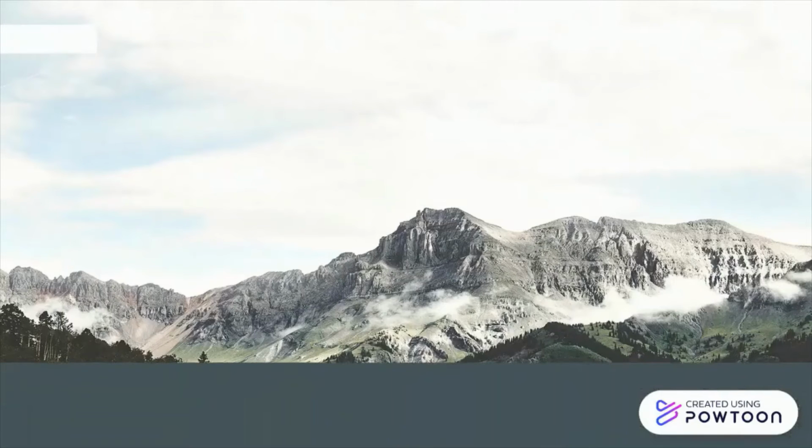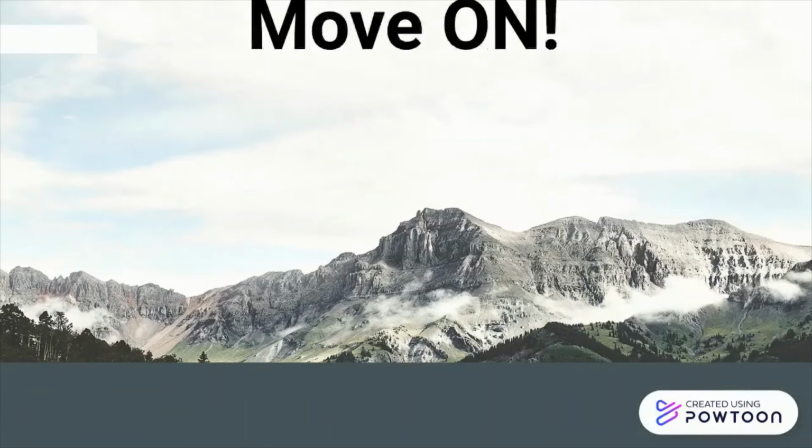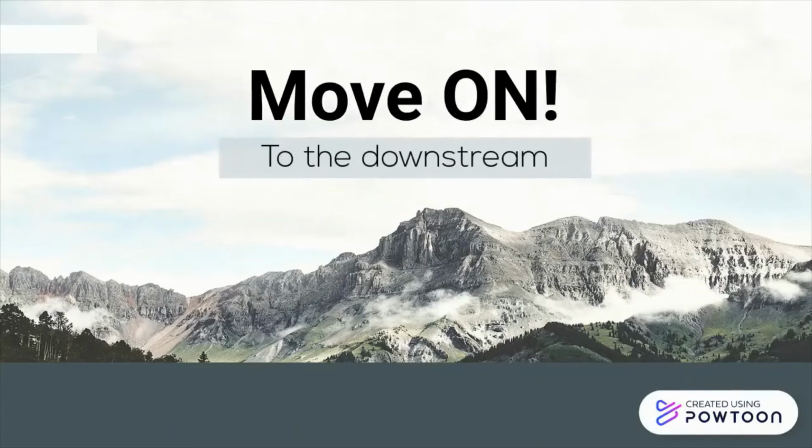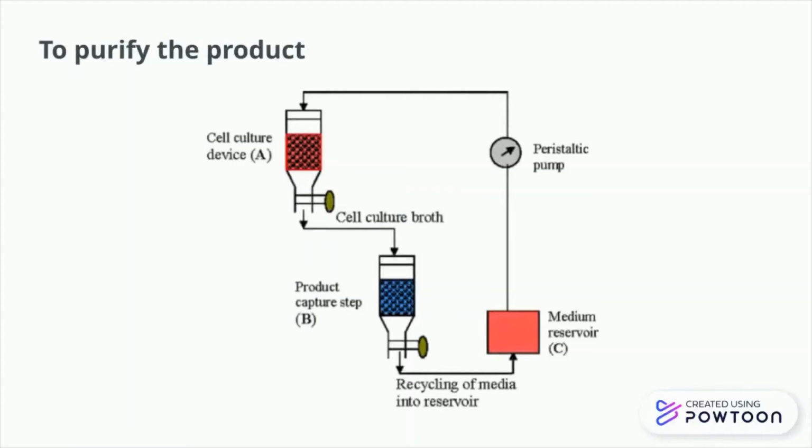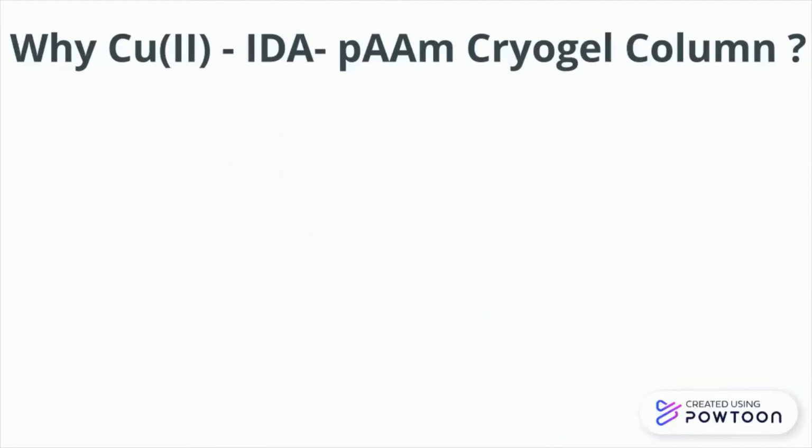After introducing the production process of urokinase, let's move on to the downstream processing. To purify urokinase, a capture column is needed to trap the product from the cell culture broth, and the remaining culture medium can be recycled back to the bioreactor. The column that is used is called copper-2 IDA PAM cryogel column.